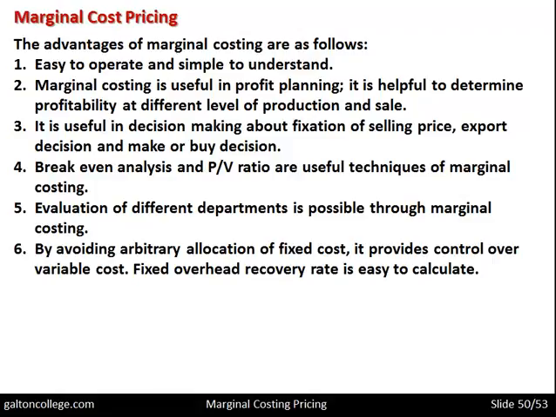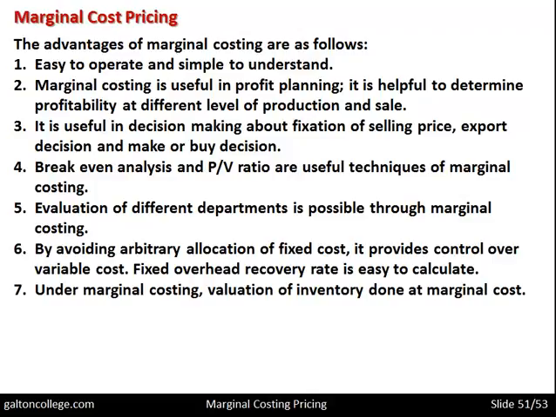By avoiding arbitrary allocation of fixed costs, it provides control over variable costs. Fixed overheads recovery rates are easy to calculate. Once the company knows what the variable costs are, then it can work out its contribution. Once it knows that the variable cost is, let's say, £10 and it charges £11, then there's £1 towards the overheads. And if it makes £1 contribution from each one, if it makes enough, it'll cover all of the overheads. It'll cover the costs of the business. If it sells a lot, it'll not just cover the costs of the business, it'll generate a profit.